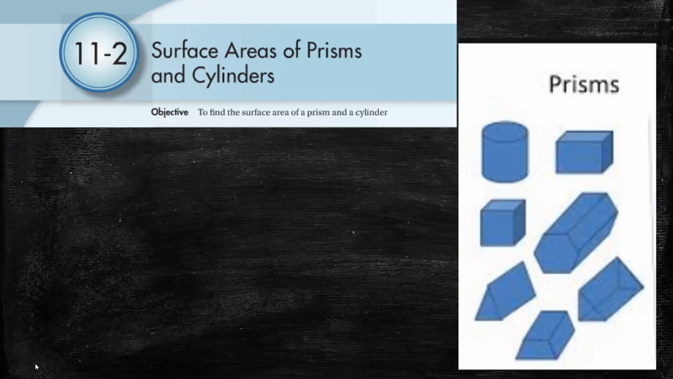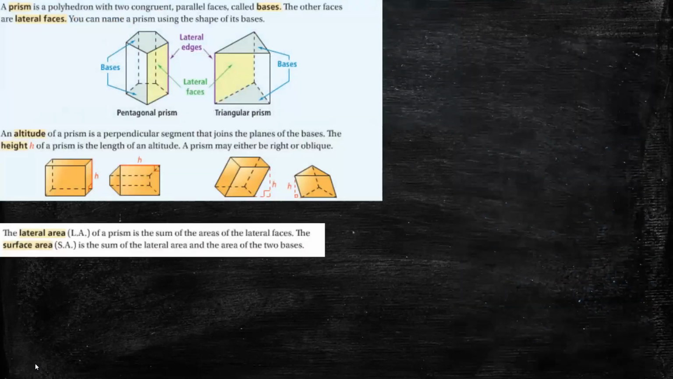If the bases are polygons, we call them a prism. And if the bases are circles, we call them cylinders. We learned how to find the surface area of the prism, and today we will learn how to find the surface area of the cylinder. Both of them, the surface area is the lateral area plus 2 times the area of the base.